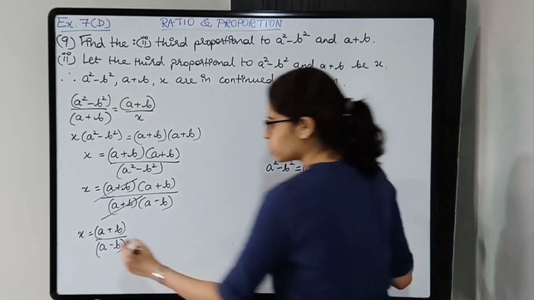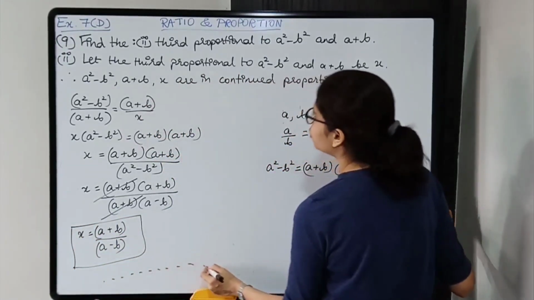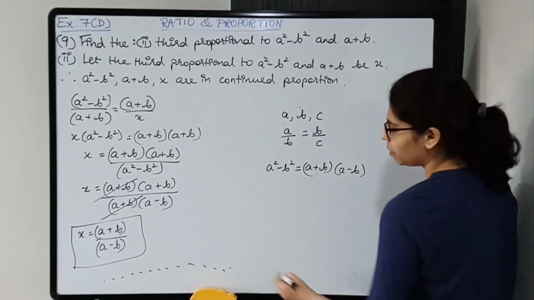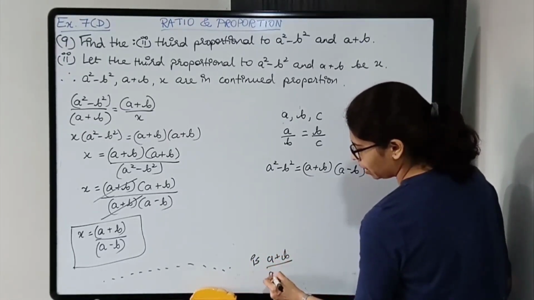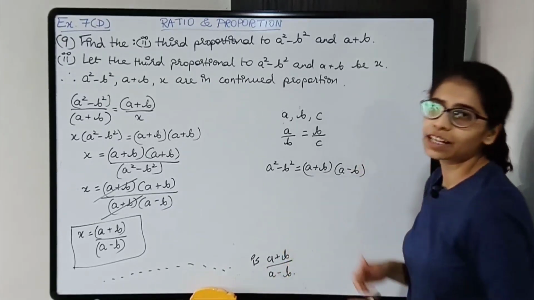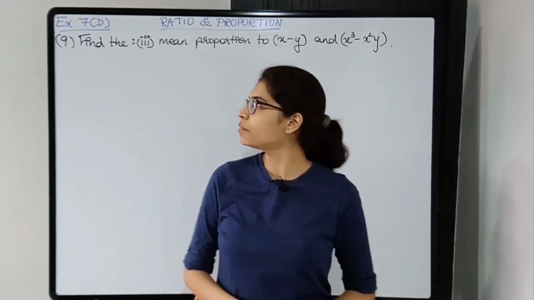So this is the third proportional or the third term. ठीक है? So box this and write down the final statement. The third proportional to a square minus b square and a plus b is a plus b upon a minus b. Don't forget the final statement, students. Coming to third part of the question.